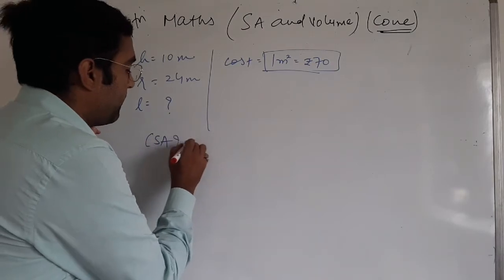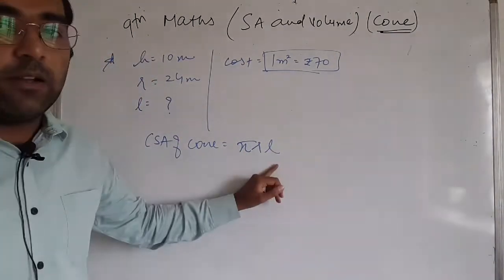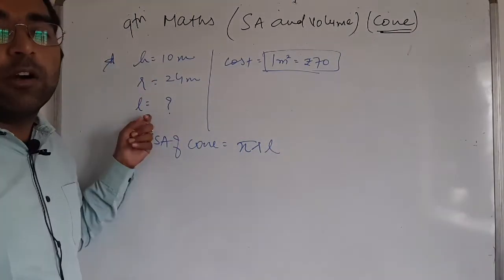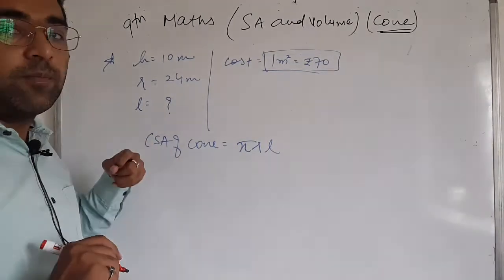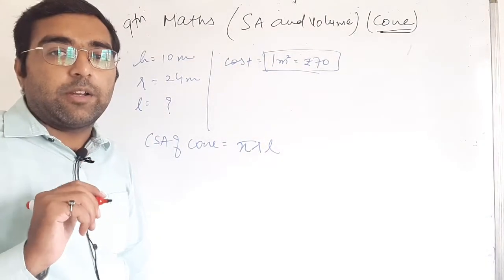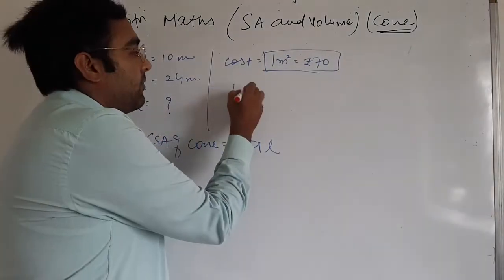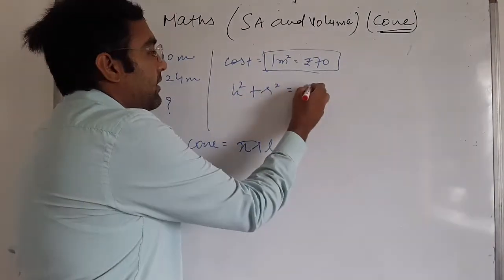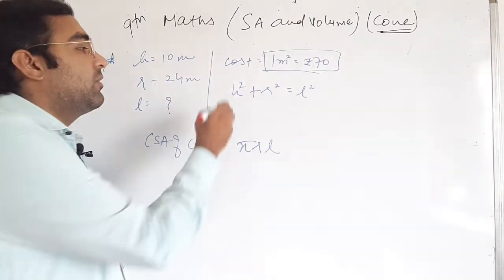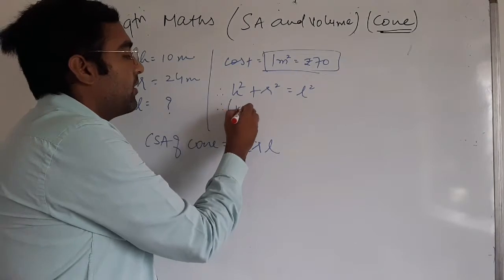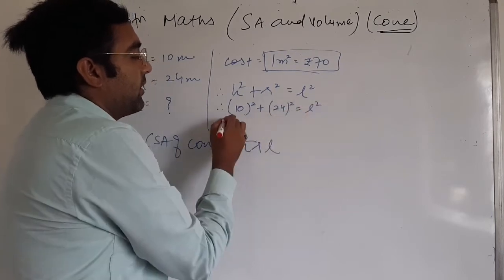So the curved surface area of a cone is pi r L, okay. For that we don't have the value of the slant height, so first we must find the value of the slant height, okay. For slant height we have h square plus r square equal to L square, as per the previous question. So h is 10 square plus r is 24 square equal to L square.